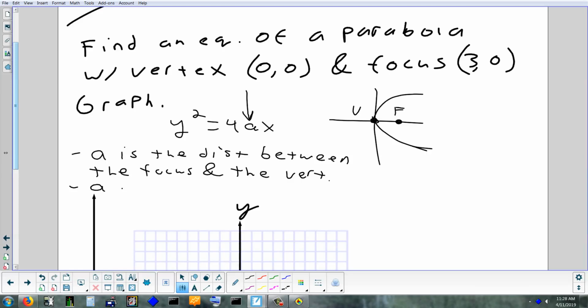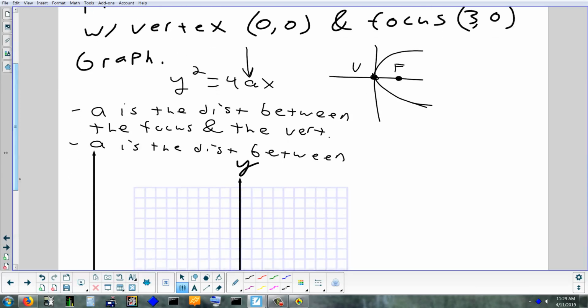Now, you could also say this. a is the distance between, because remember, there's always 2 distances in a parabola that are the same. The distance from somewhere to the focus and from somewhere to the, does anyone remember the other thing? The directrix. We don't have the directrix here, so that wouldn't help in this one, but it might help later on. So you can think of a as the distance between the focus and the vertex, or a is the distance between the vertex and the directrix. Same thing.